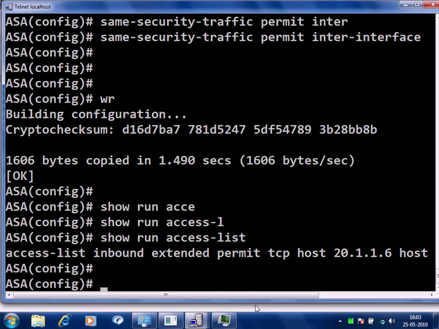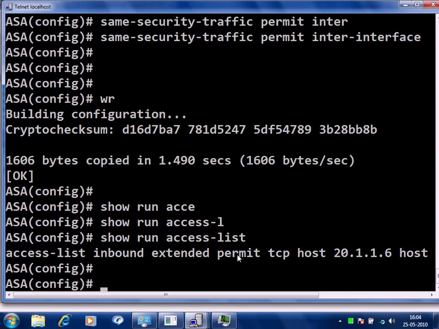If same security level permit inter-interface or intra-interface, that command you have executed, the inbound access list on both the same security level interfaces will be bypassed. So which may not be related to those hosts on those interfaces. You did not get my explanation actually: access list on the interface and access list for networks on the interface.